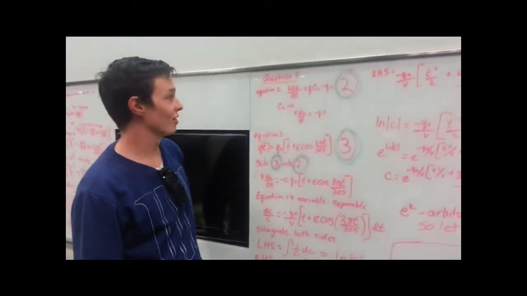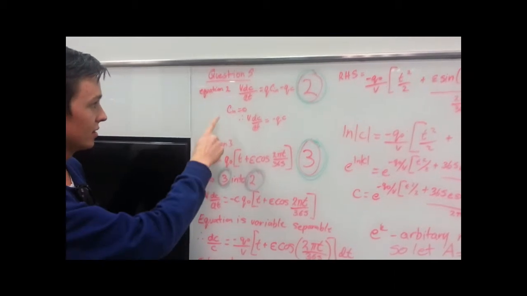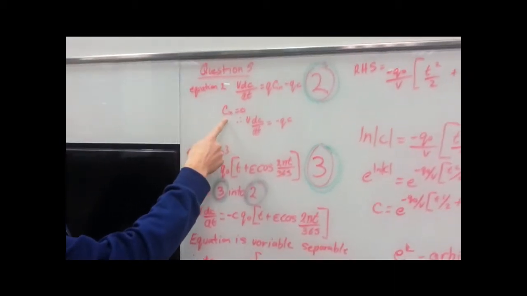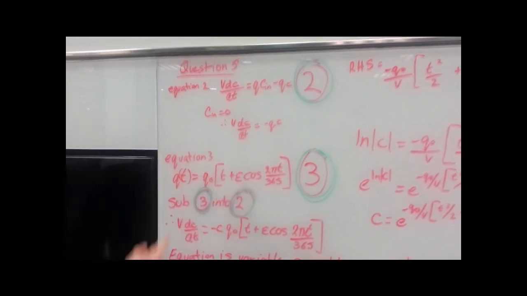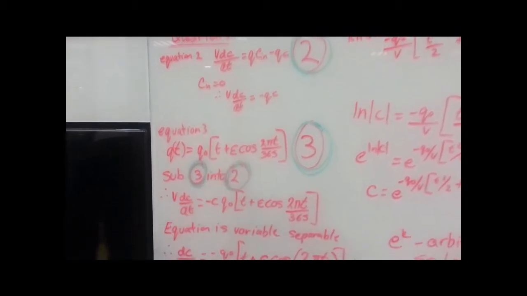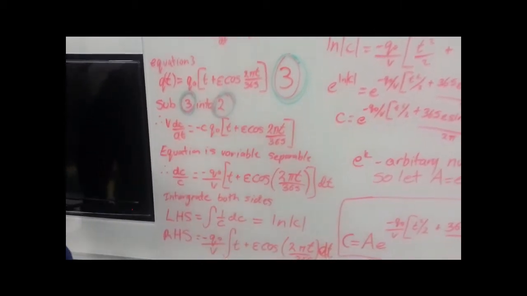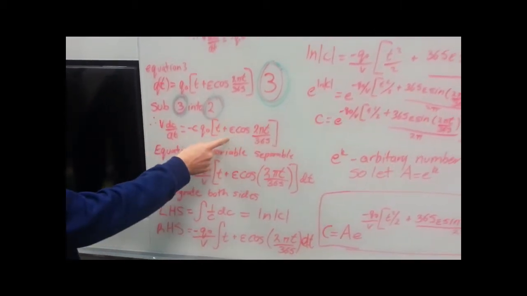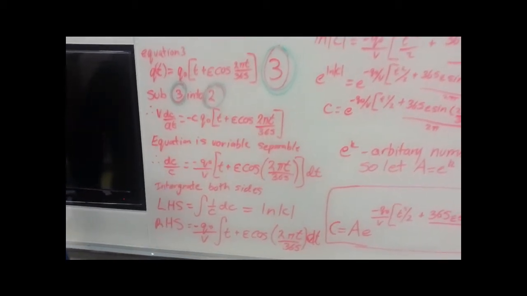Okay, starting with question 5. We have two equations we're given, equation 2 and 3. Cin equals 0, so we get this equation here. We're given equation 3. So what we do, we sub equation 3 into 2. Therefore, we come up with this. This equation is variable separable.